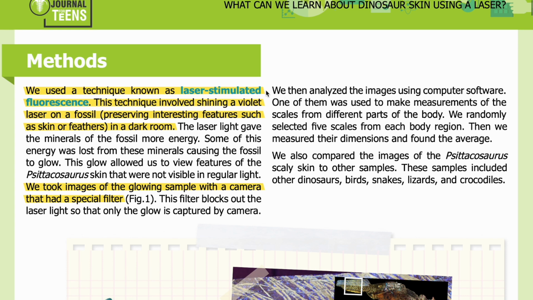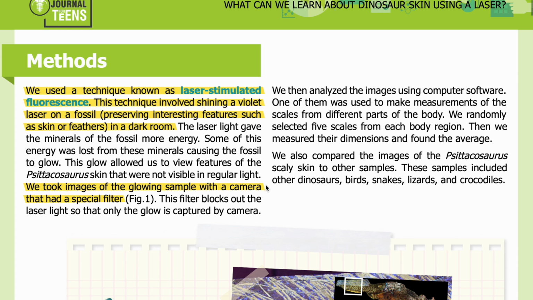Methods. We used a technique known as laser-stimulated fluorescence. This technique involved shining a violet laser on a fossil, preserving interesting features such as skin or feathers, in a dark room. The laser light gave the minerals of the fossil more energy. Some of this energy was lost from these minerals, causing the fossil to glow. This glow allowed us to view features of the Psittacosaurus skin that were not visible in regular light.